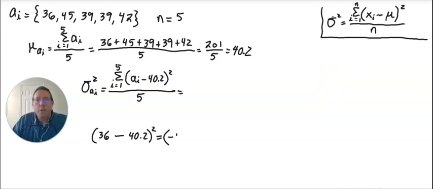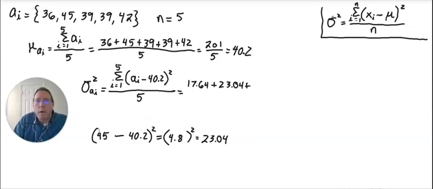which is going to be equal to negative 4.2 squared, which winds up being 17.64. And you can check that in a calculator. 17.64 plus, now we're going to do the same thing with 45. Minus 40.2, which is 4.8. Then when we square that, we're going to get 23.04. So this will be 23.04. And now we're going to do the same thing with 39.